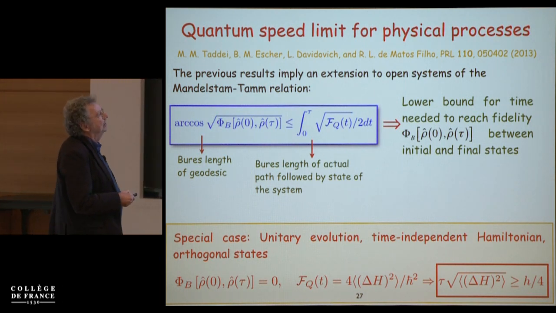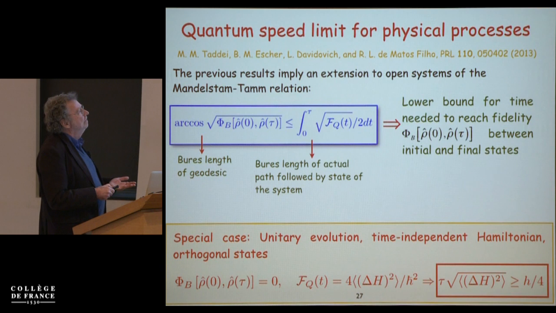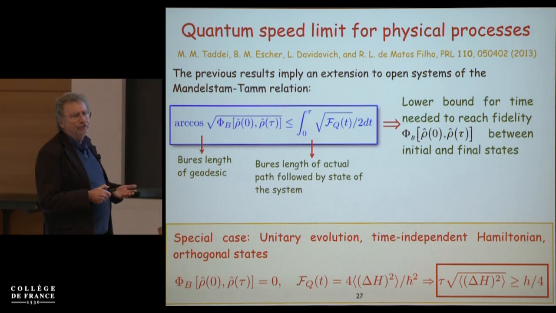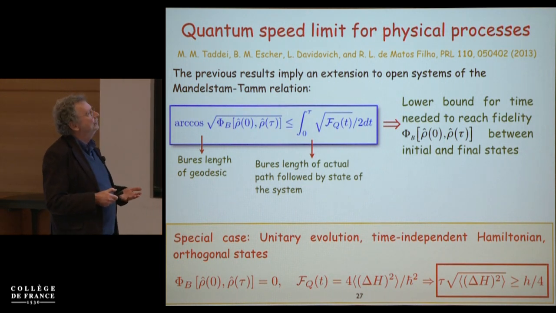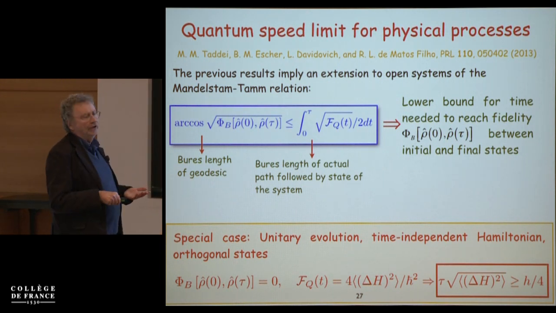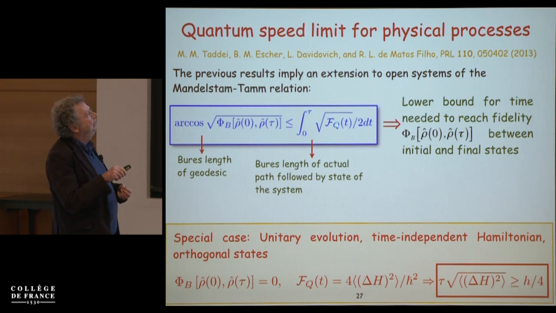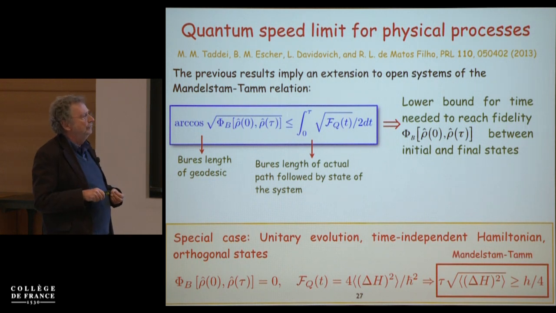What about the right-hand side? Now we have some unitary evolution, and it's a time-independent Hamiltonian. We know that the quantum Fisher information is 4 times the variance of the Hamiltonian, in this case, over h bar squared. So we replace this here. We take the square root. The integration with respect to time here corresponds just to a multiplication by tau, because this is independent of time. So we just get this expression here. And this is precisely equal to the Mandelstam-Tamm relation, okay?